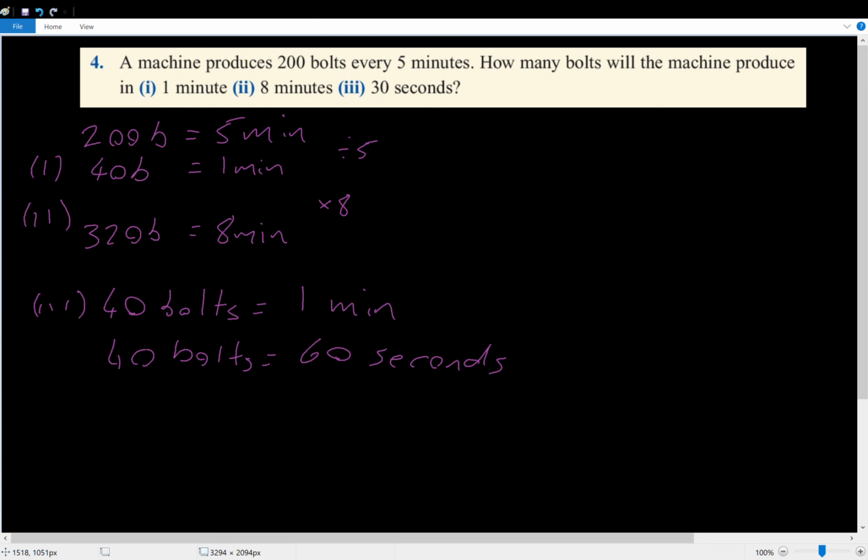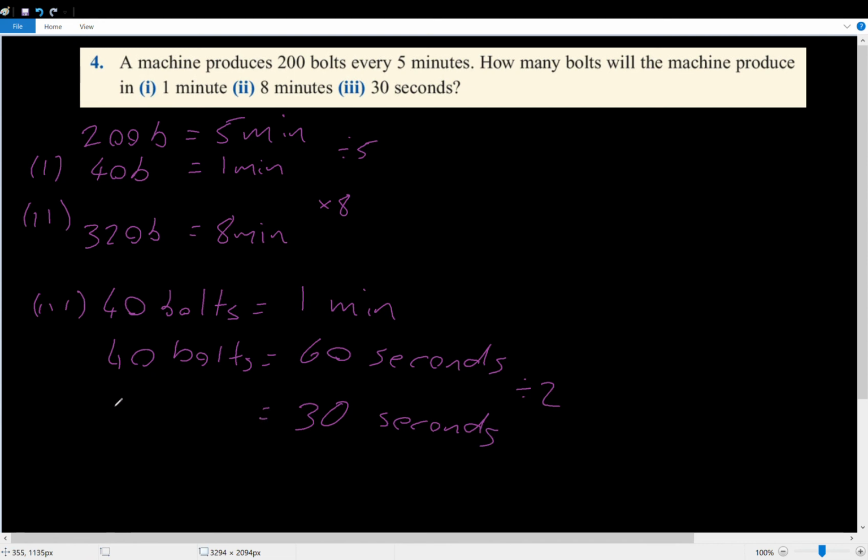Now we could go all the way down to 1 second by dividing both sides by 60 and then go back up to 30, similar to the way that we got to 8 minutes here by going down to 1 first and up to 8. But because 30 seconds is half of 60 seconds, we can just divide by 2 and we end up at 30 seconds.